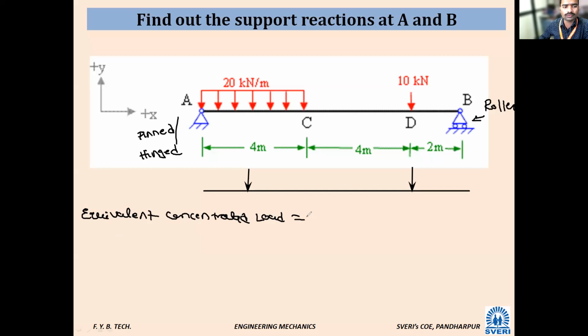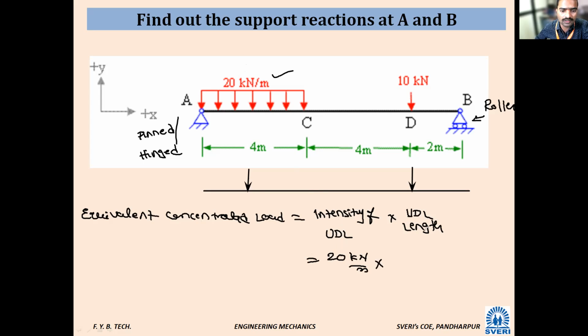So how to convert the equivalent concentrated load for the UDL? It is intensity of UDL into its length. It means intensity of UDL into UDL length. Okay, so what is the intensity of the UDL? How much it is? It is 20 kilonewton per meter, into what is the length of the UDL?